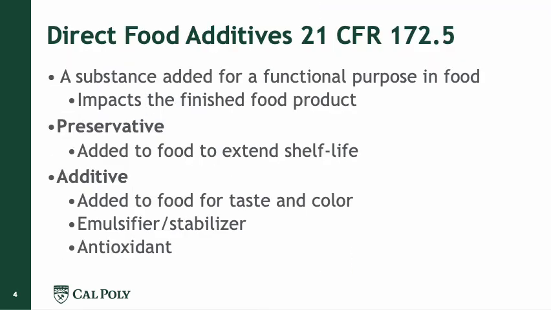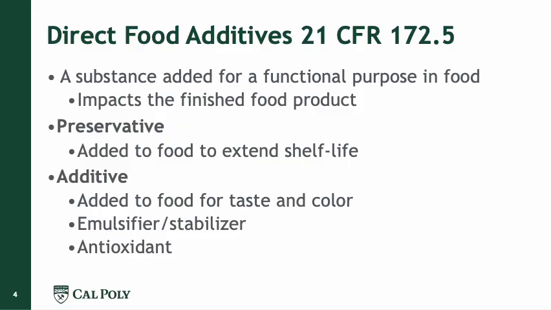According to the Code of Federal Regulations, Title 21, a direct food additive is a substance that is added for a functional purpose in food, and it has an impact on the finished product. And we have a division, and we have preservatives. A preservative is added for the specific purpose of extending shelf life. Sometimes we also call preservatives antimicrobials.